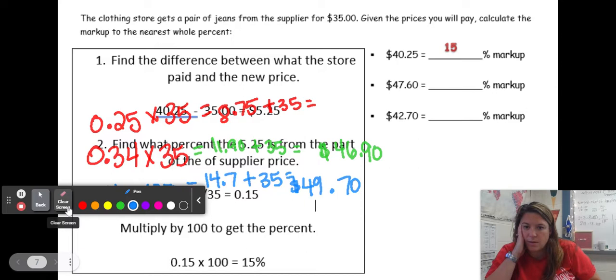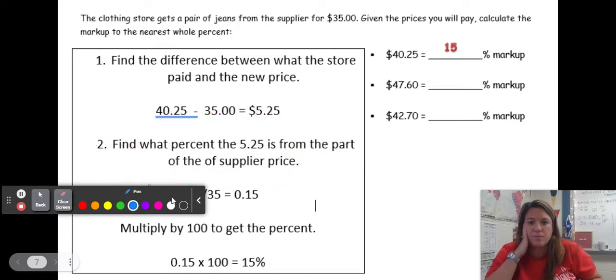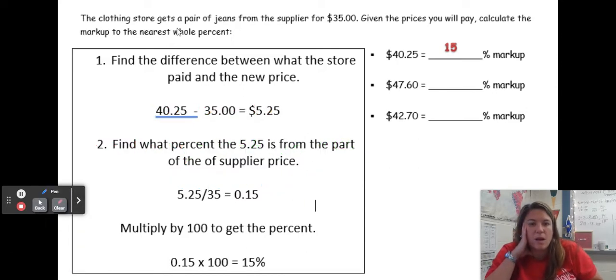Okay, so now we're given the amount you pay and we need to figure out the percent. So if the clothing store gets a pair of jeans for $35, calculate the markup to the nearest whole percent. First we need to figure out the difference between what you're paying and what they paid. And in this problem that is $5.25. So if you went into the store and paid $40.25 and they only paid $35, they charged you $5.25 more than what they purchased it for.